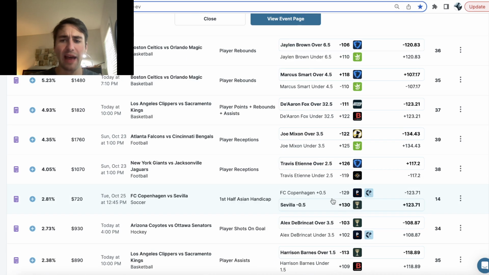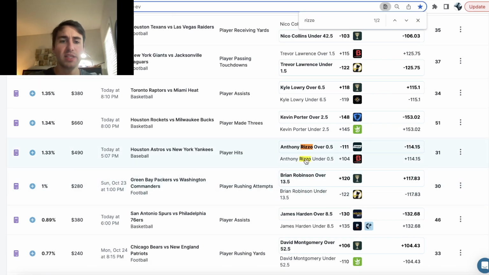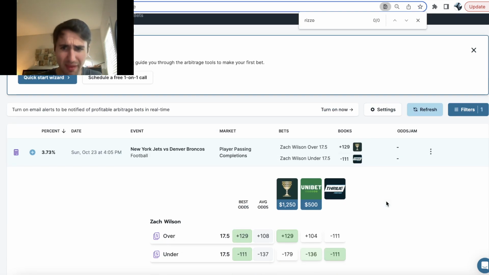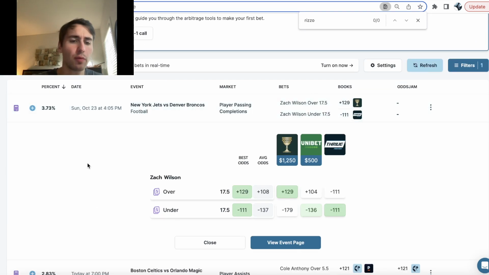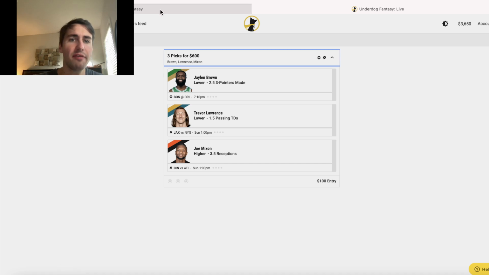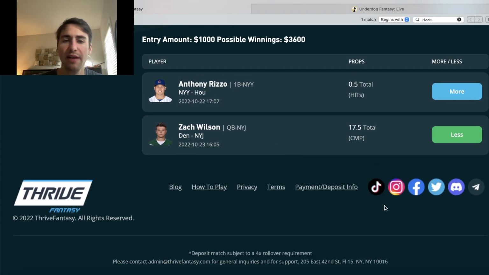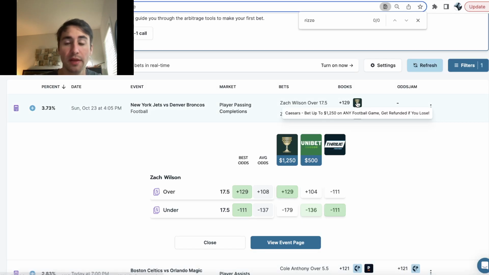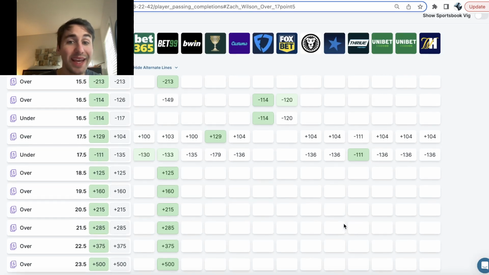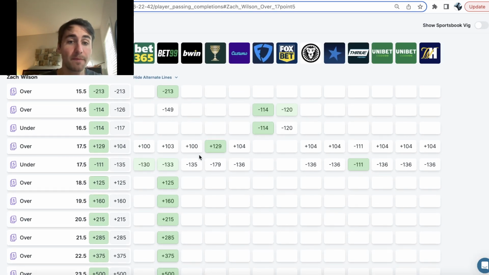So the next play I have is, let's see if it's actually on this page. I have Anthony Rizzo to get a hit on Thrive Fantasy at minus 111, as well as Zach Wilson under 17.5 completions. So this bet I didn't find from the EV tool, but I found it from the arbitrage tool. And what you'll notice is most sportsbooks have the under for Zach Wilson's passing completions heavily juiced, right?